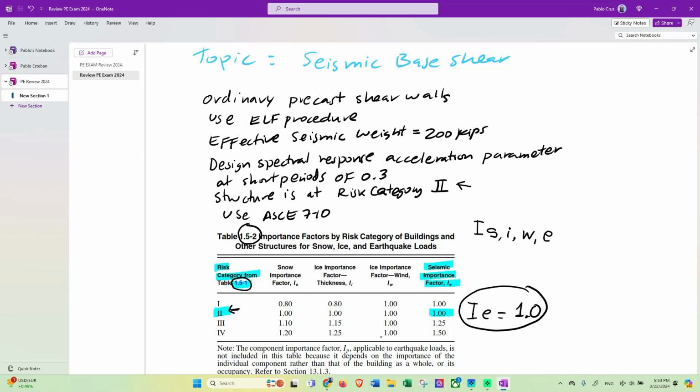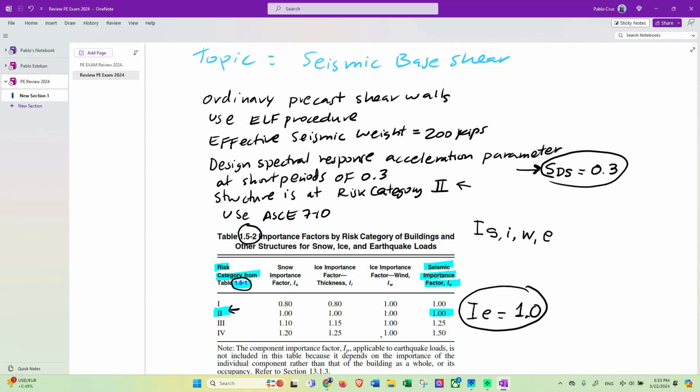Okay, so the second thing we're gonna see here is the design spectral response acceleration parameter at short periods, which is 0.3. This is the long name for SDS. SDS is equal to 0.3. So SDS is the design spectral response acceleration parameter at short periods of 0.3.